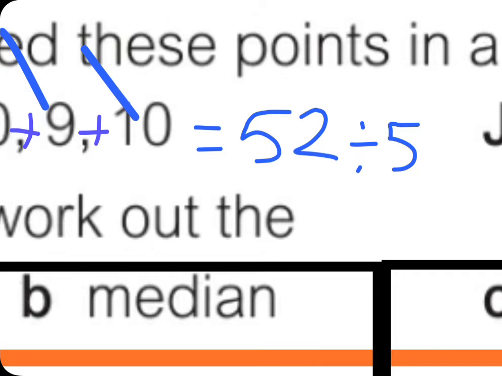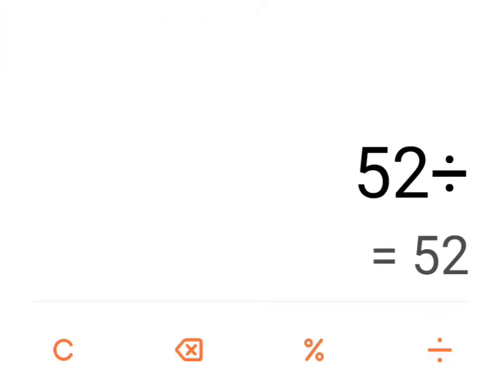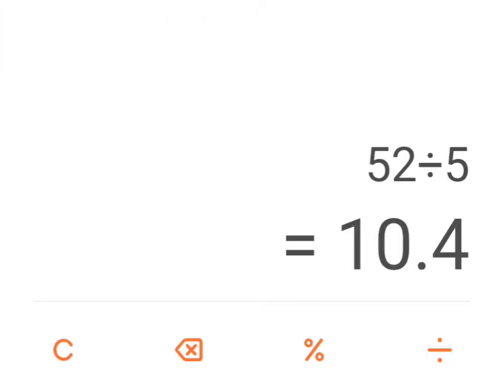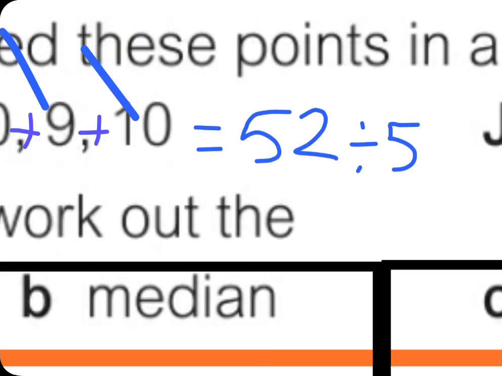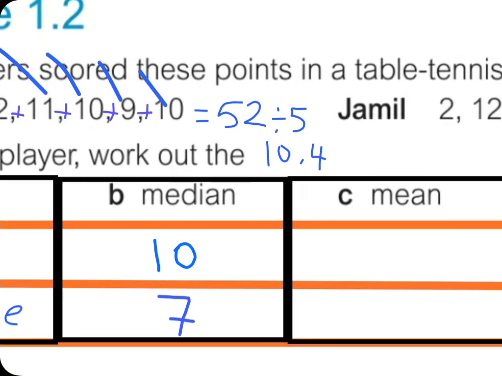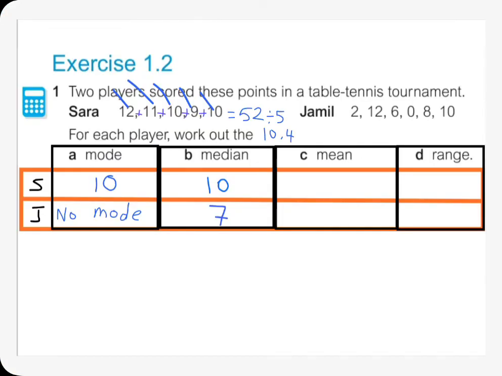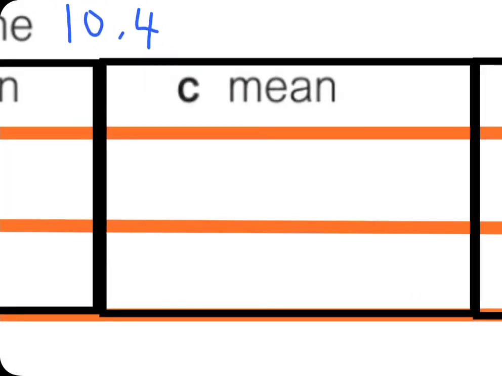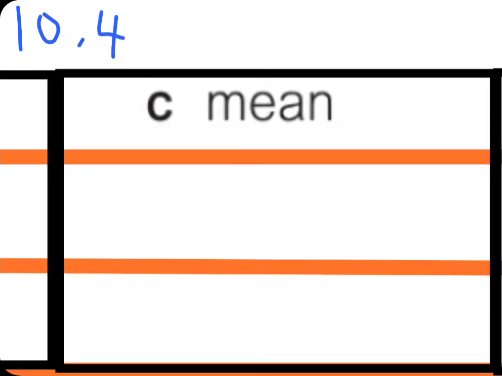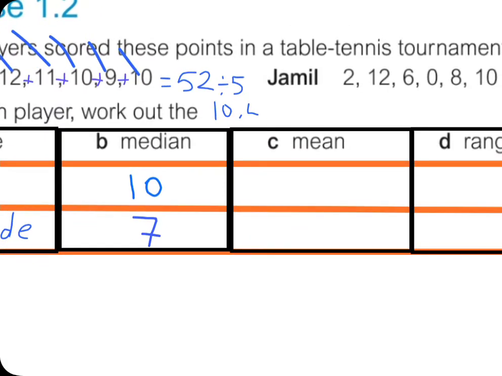Let's go and check with the calculator. 52 divided by 5 equals, very good, 10.4. Let's go back. So the answer here is 10.4. Good. And this is the mean for Sarah's data. We go ahead and write it here. 10.4. First, let's remove these.